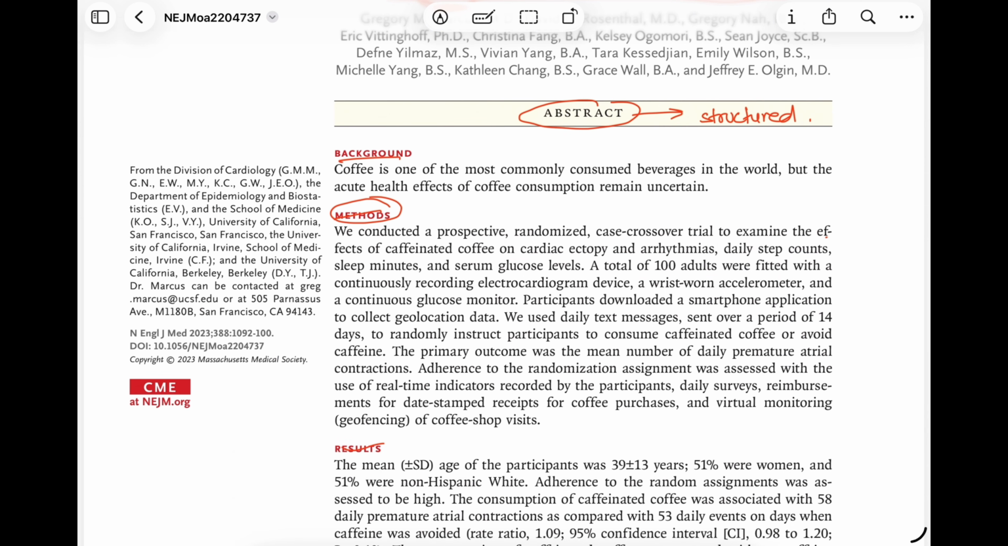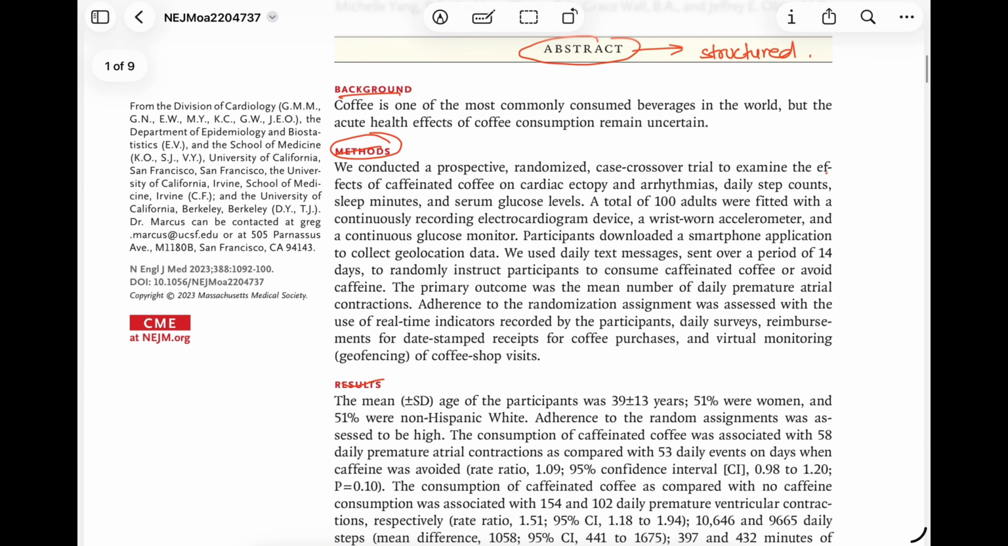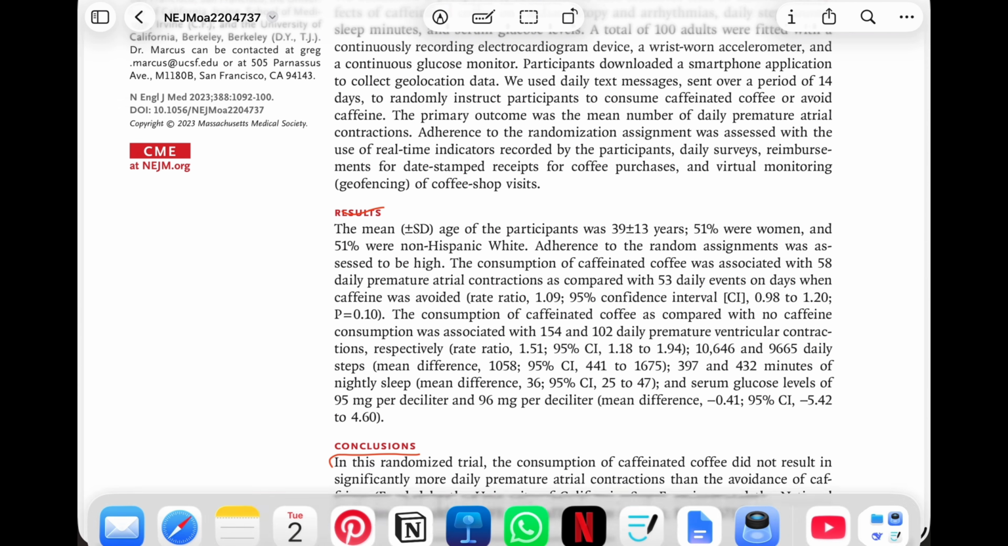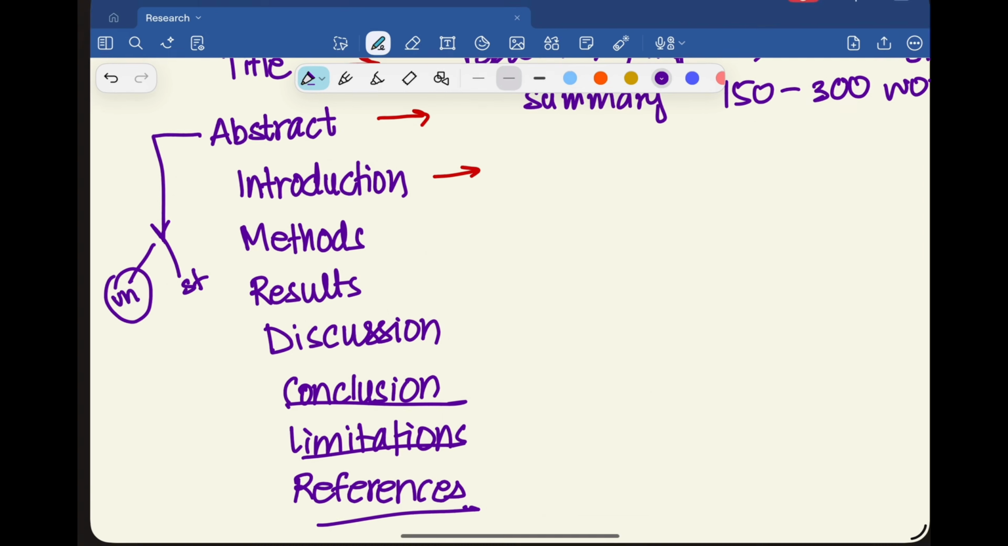Now, that was about the abstract. It just tells you what they studied, how they studied, what they found, and what it means. Just a quick overview of the entire paper.